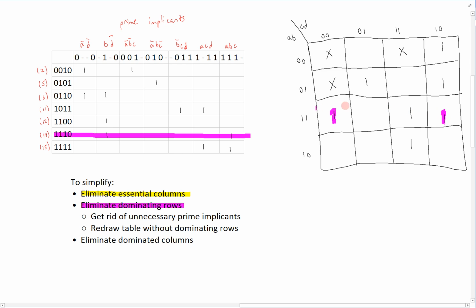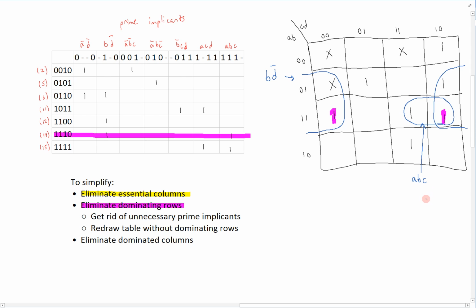So how can we know that? By looking at this dominance relationship between these two rows. So let's look at the prime implicants which correspond to these one locations. The first one is BD bar, so that would be this minterm right here. Sorry, this prime implicant right here. And the other one is ABC. So that is going to be right here. ABC.